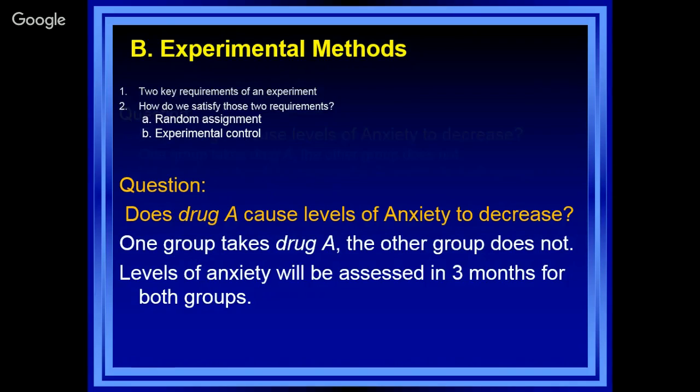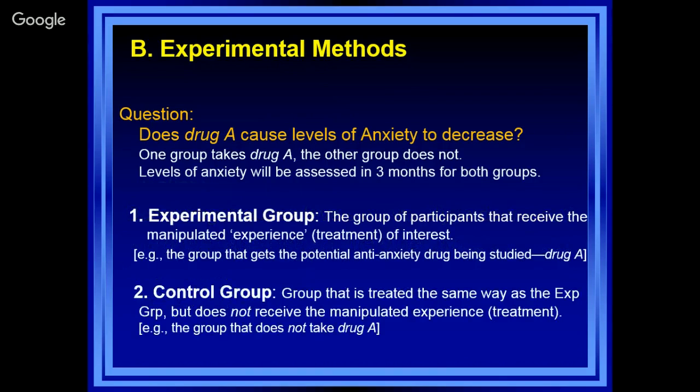Okay. So based on that, I've got one group of participants that's going to take the drug, and we call them the experimental group. So that is defined, experimental group. So we've got two groups, at a very minimum, just two. We have to have at least two, but you could have more. You could have more than one control group, but you have to have at least one experimental group and one control group. Experimental group is defined as the group of participants that received a manipulated experience of interest or the treatment of interest.